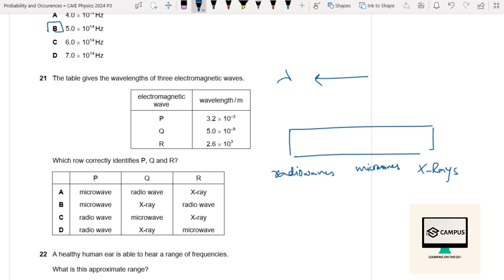So we need to adjust them accordingly. Radio waves would be the highest one. So this one, R, would be the radio waves. And then the shortest, Q, would be X-rays. And this would be micro. So P would be microwaves, Q would be X-rays, and that would give us B.